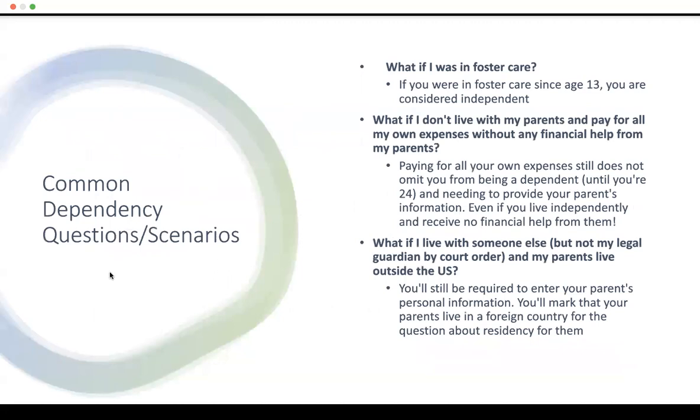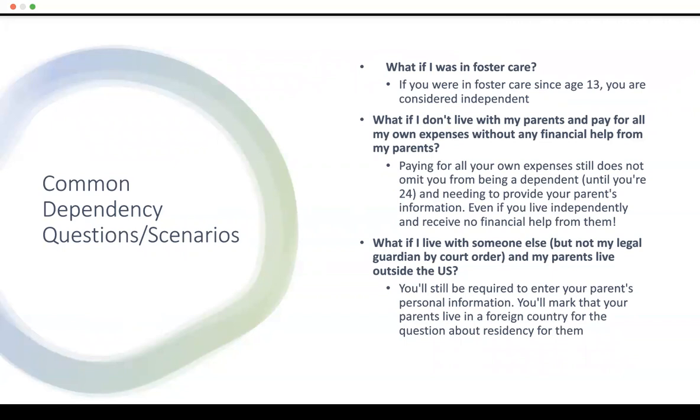All right, common scenarios or questions that we receive. One common question is, what if I was in foster care? If you were in foster care since you were 13 and up, you were automatically considered independent. If it was before 13, there's a box on the FAFSA and on the WASFA application that you will mark. And there's usually a little bit more information needed to determine dependency status for that, okay?